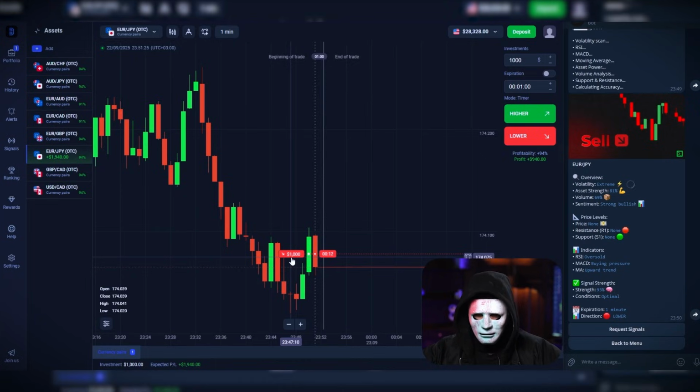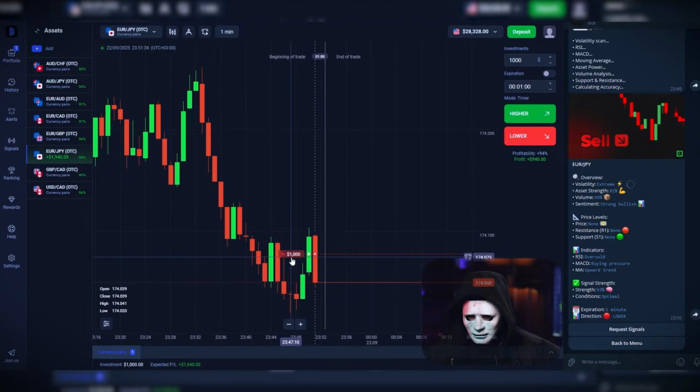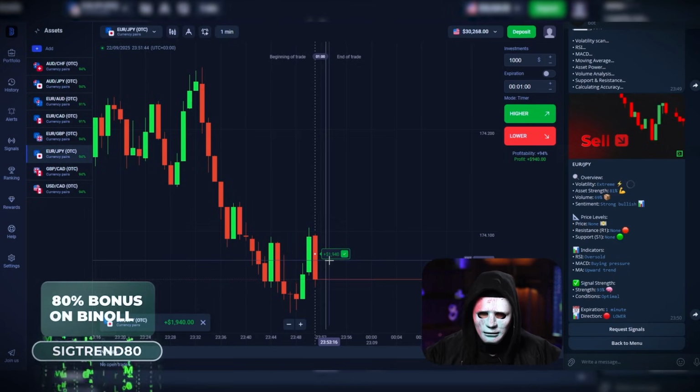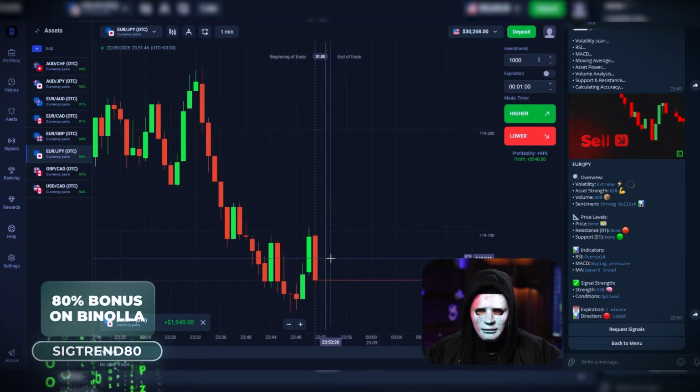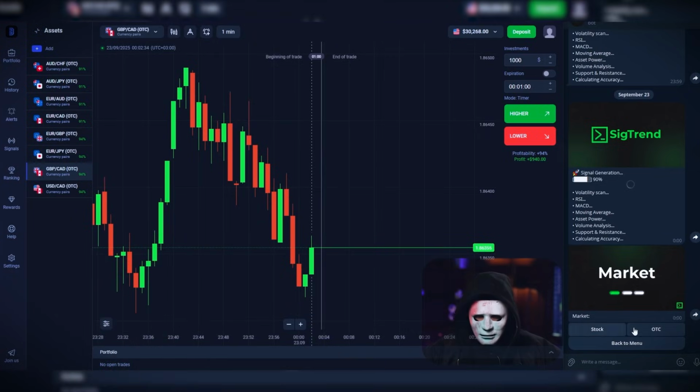I think this result is going to be good. Just a few seconds left. 3, 2, 1. And we've locked in our profit. Awesome. Once again, it worked out perfectly. I think let's get one more signal, probably the last one for today.